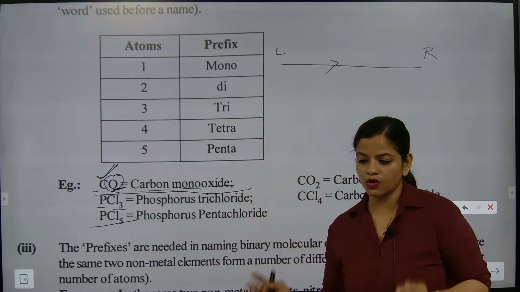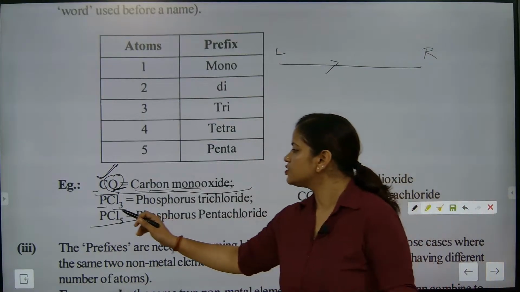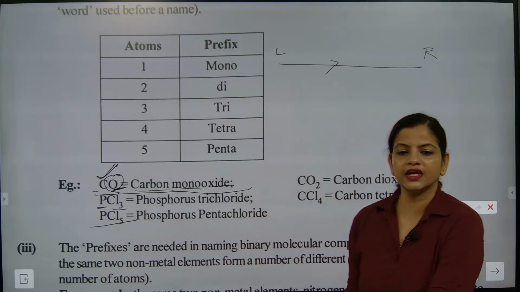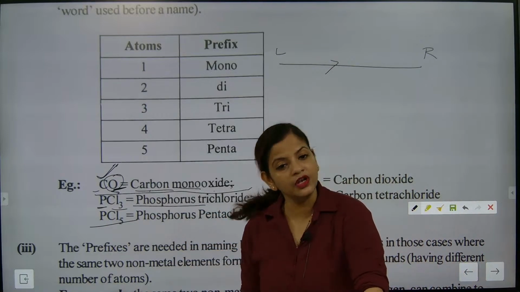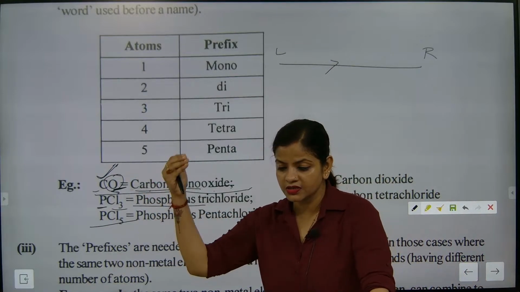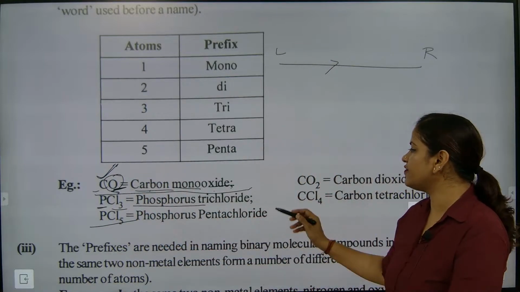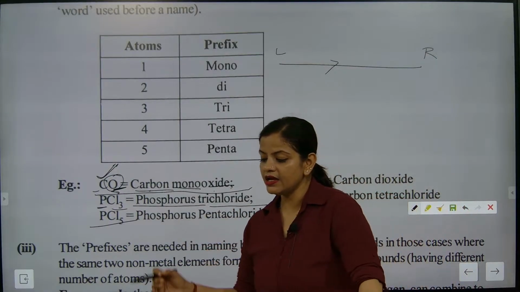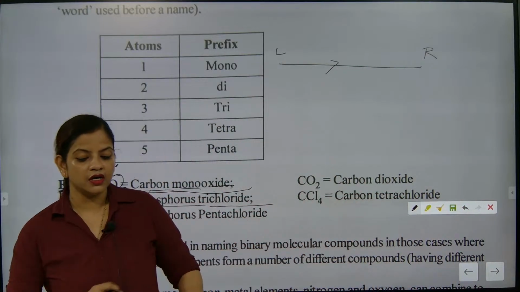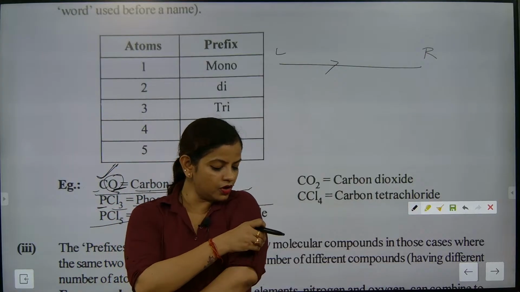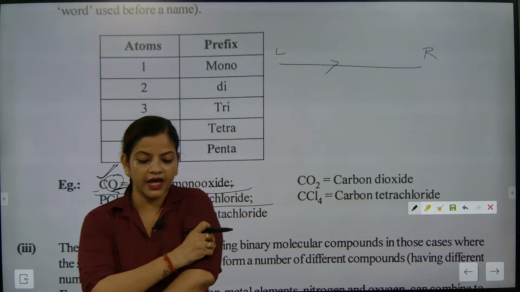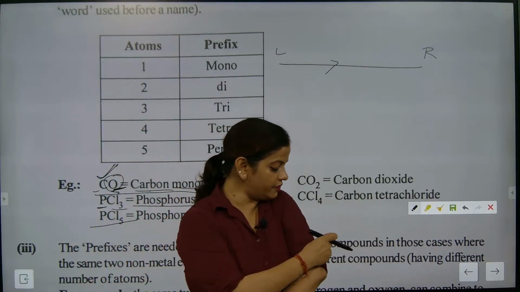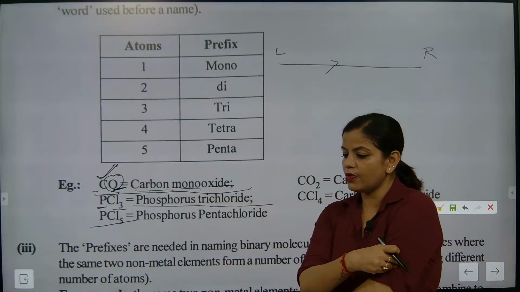Carbon monoxide. Now one more time, check. Here phosphorus is less electronegative, so we write the phosphorus full name, and after that phosphorus trichloride. Phosphorus what? Trichloride. Understood or not? So phosphorus comes with trichloride. I hope you have understood. This is the most important thing.